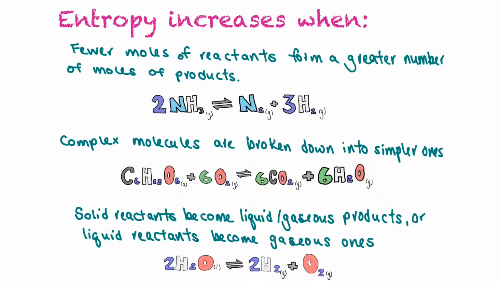Another example of when entropy increases would be glucose breaking down to form carbon dioxide, and it's interacting with oxygen in that process. And thirdly, when we have solid reactants becoming liquid or gaseous products, or liquid reactants becoming gaseous ones. So we have liquid water breaking down into hydrogen and oxygen.